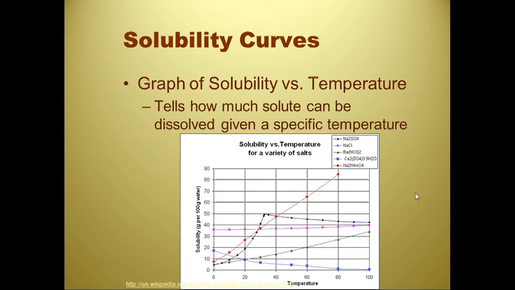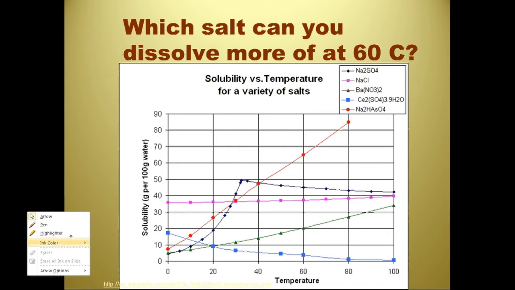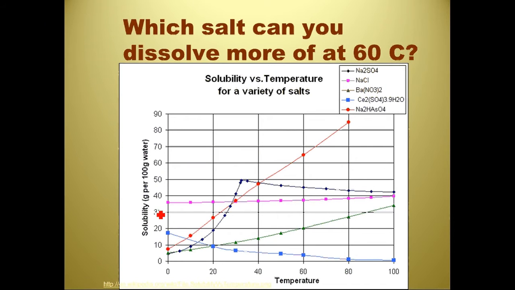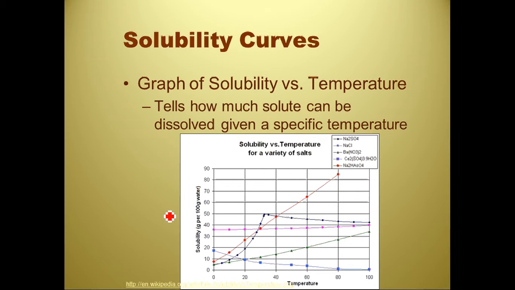This is a solubility curve. What you see if you take a look here is that the y-axis talks about the solubility of the solutes. Hold on here, let me get my marker out. Okay, so go back to the right slide. All right, so the y-axis talks about the solubility of the solutes for every 100 grams of water.